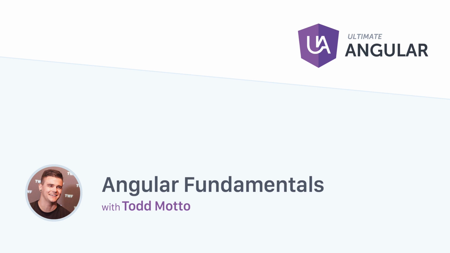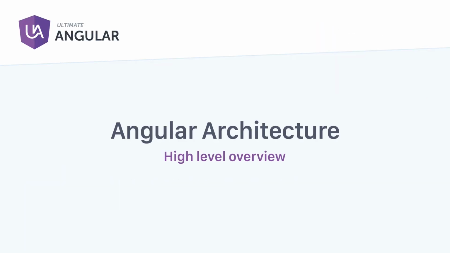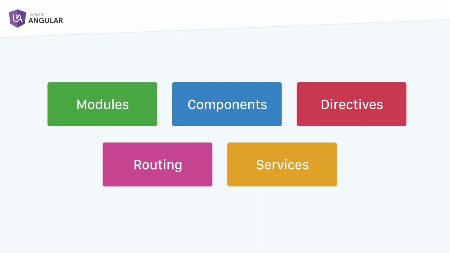In this course, you're going to learn all the fundamentals that you need to build Angular applications with. But before we get started, what we're actually going to do is look at the high-level architecture of an Angular application, so you get a high-level understanding of what an Angular app looks like before we actually dive into some code. The typical architecture of an Angular application is made up of these 5 building blocks. So we have modules, components, directives, routing, and services.